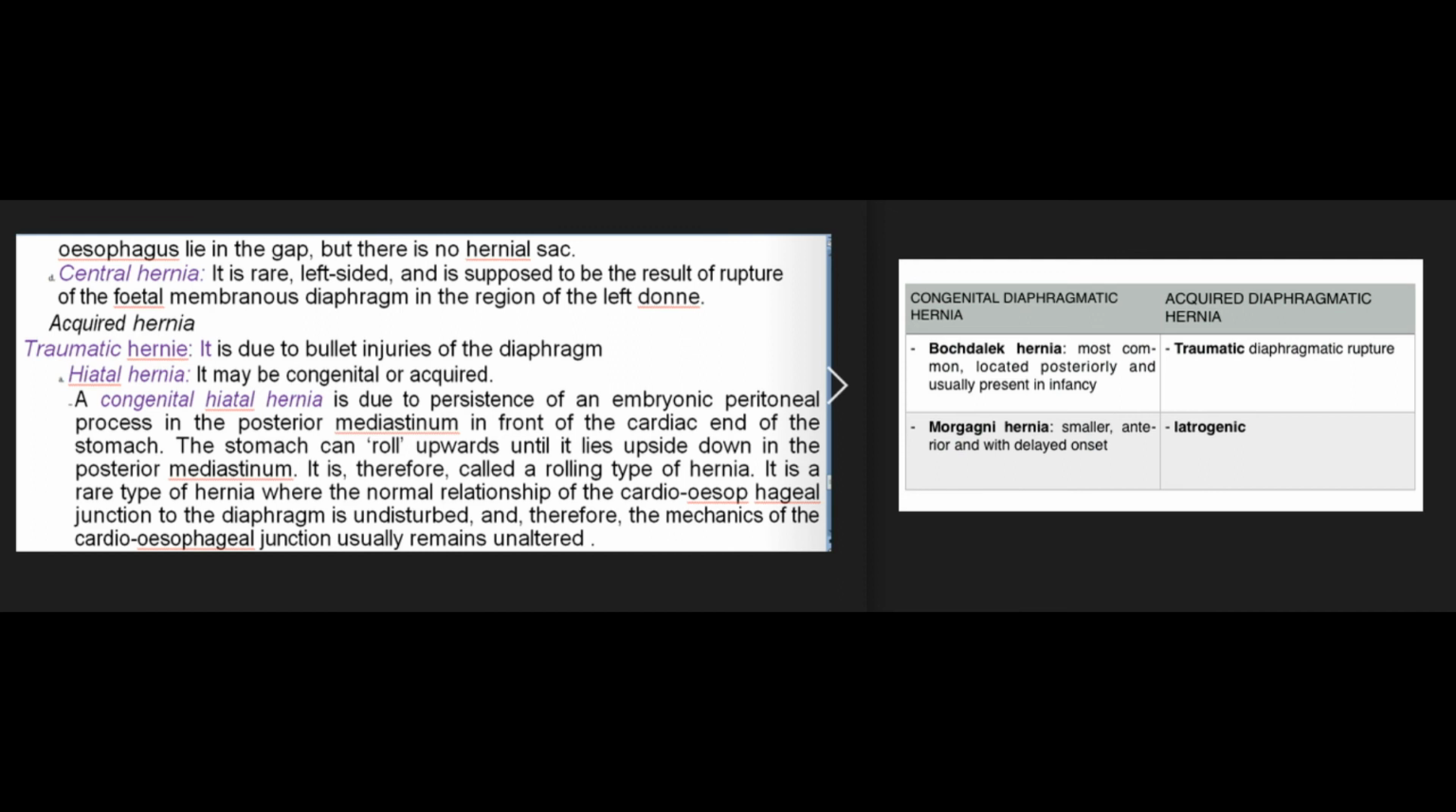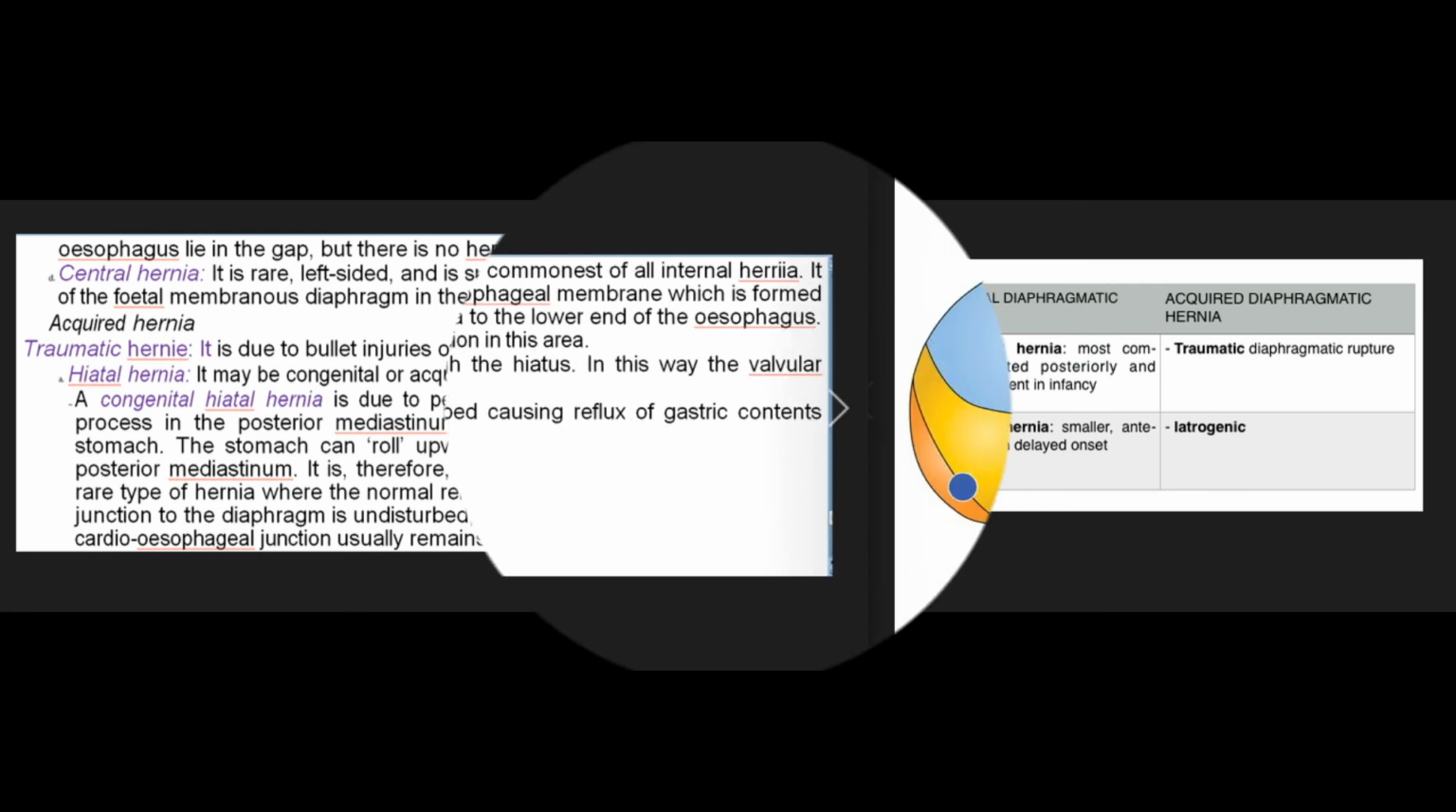A. Hiatal hernia. It may be congenital or acquired. A congenital hiatal hernia is due to persistence of an embryonic peritoneal process in the posterior mediastinum in front of the cardiac end of the stomach. The stomach can roll upwards until it lies upside down in the posterior mediastinum. It is, therefore, called a rolling type of hernia. It is a rare type of hernia where the normal relationship of the cardio-esophageal junction to the diaphragm is undisturbed, and, therefore, the mechanics of the cardio-esophageal junction usually remains unaltered.